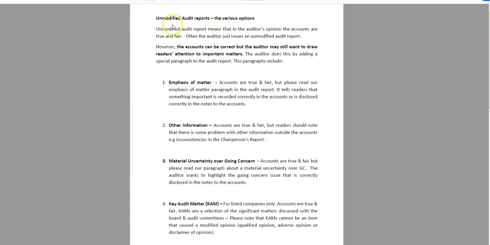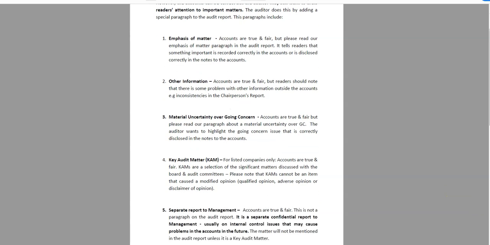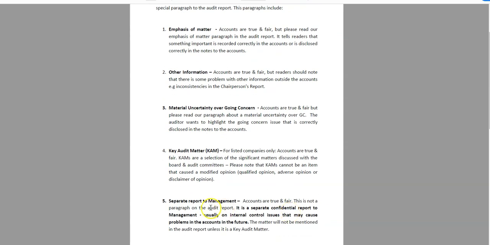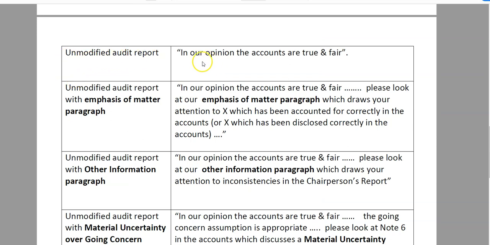So, unmodified audit report, the various options, the accounts. In our opinion, the accounts are true and fair. Emphasis of matter, other information, material uncertainty over going concern, or a key audit matter. They're just extra paragraphs in the audit report. And the last thing was the separate report to management, which is outside of the audit report. So here's an unmodified audit report with nothing added. So in our opinion, the accounts are true and fair.